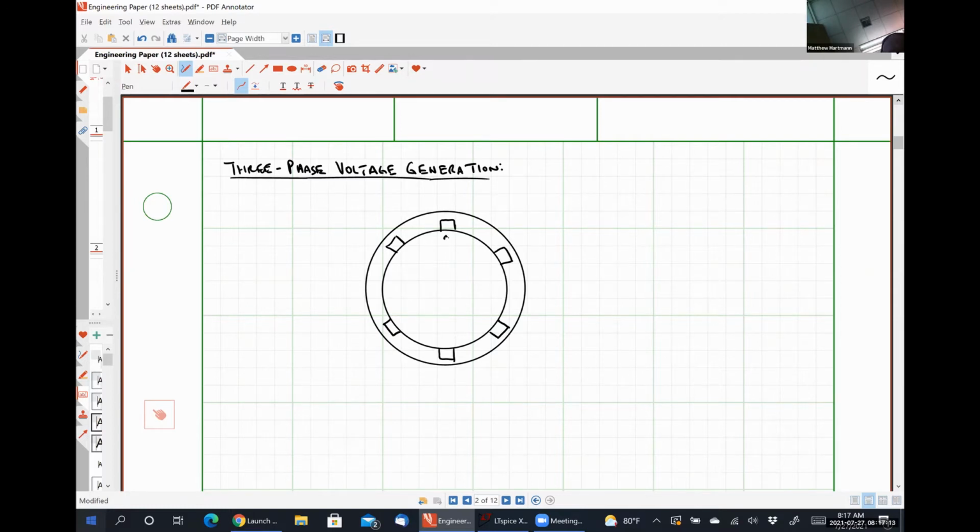So I'm going to say that this one here corresponds to the A phase, and then this one, subsequently 180 degrees across the circle from it, is representative of what I'm going to call A prime. 120 degrees away from A, I have the B terminal, and then 180 degrees across from that, I'll have B prime. And 120 degrees away from the B terminal, I have the C terminal, and 180 degrees across from that, I have the C prime terminal, okay?